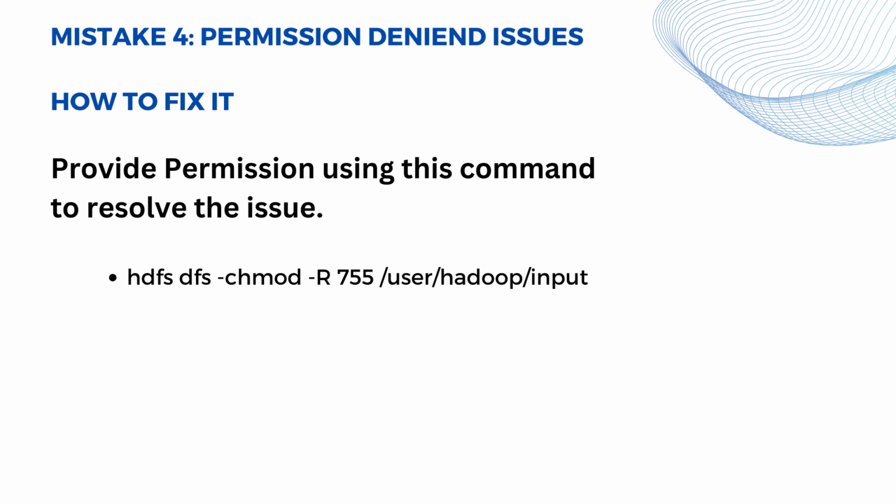For example, here: hdfs dfs -chmod -R 755 and the input path. The -R option applies the change recursively to all files and directories within this path, user/hadoop/input. And the 755 permission allows the owner to read, write and execute while others can only read and execute. Once you have adjusted the permission, rerun the word count command and this should solve the issue and allow the job to proceed without error.